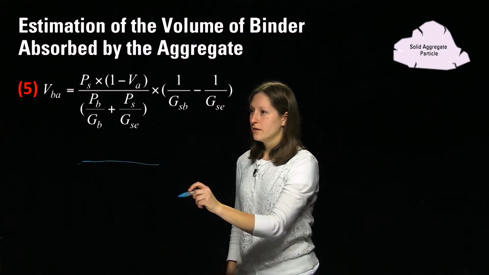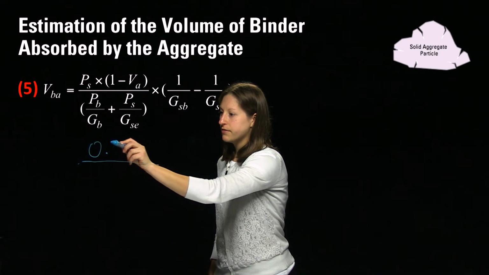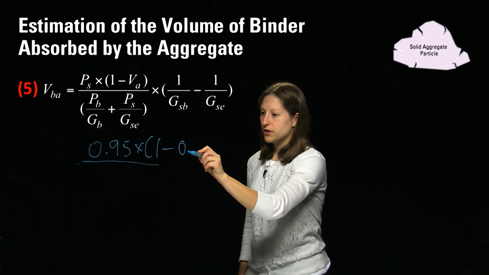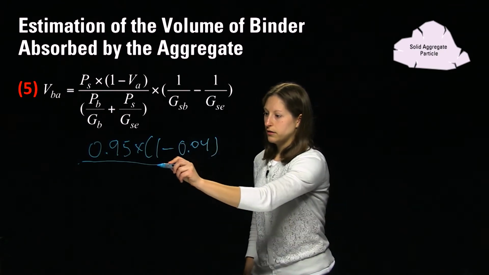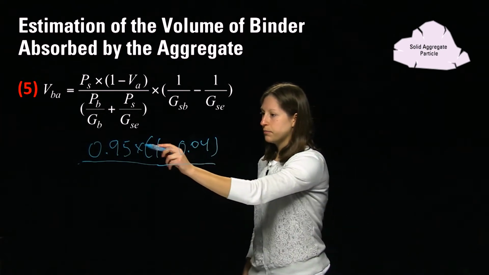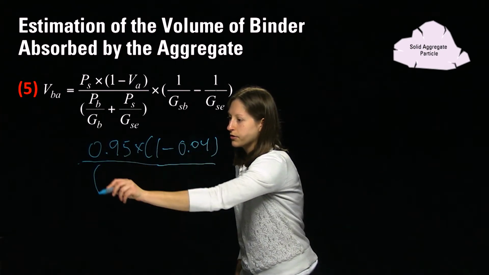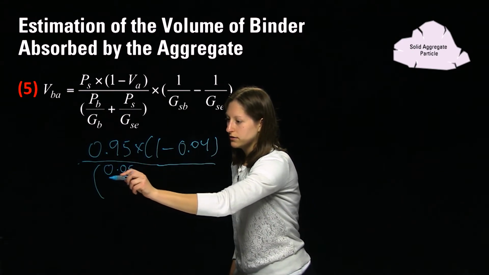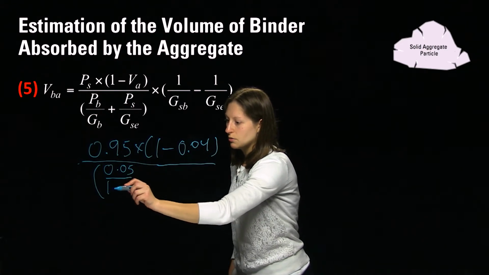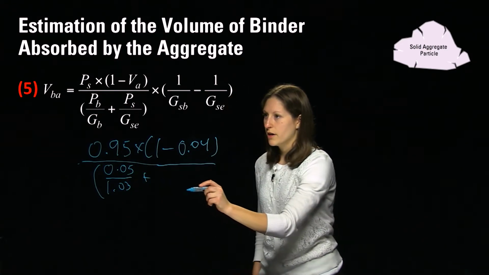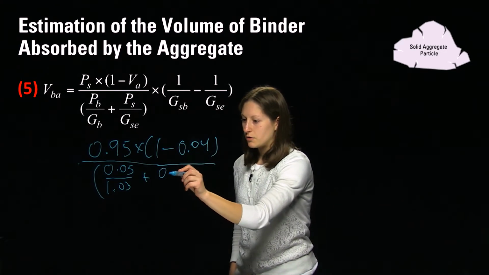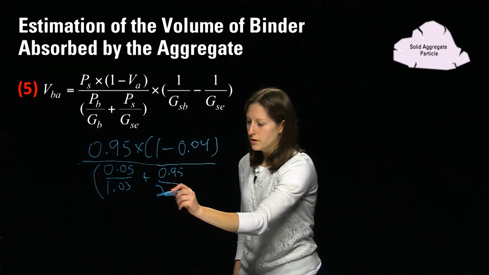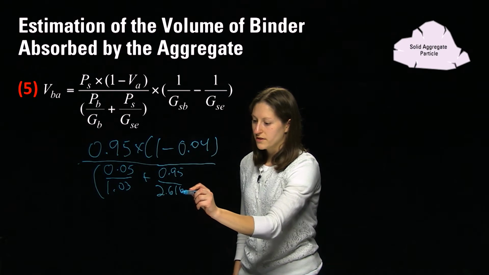For trial blend 1, again, we will assume that we have 95% aggregate by mass, or Ps, and we will assume that we have 4% air voids. We divide the quantity of Ps times 1 minus Va over the ratio of our binder mass proportion, or 5% in our case, divided by our binder specific gravity, 1.03, plus the ratio of our aggregate fraction, which is 95% by mass, divided by our aggregate effective specific gravity, which we estimated to be 2.616.